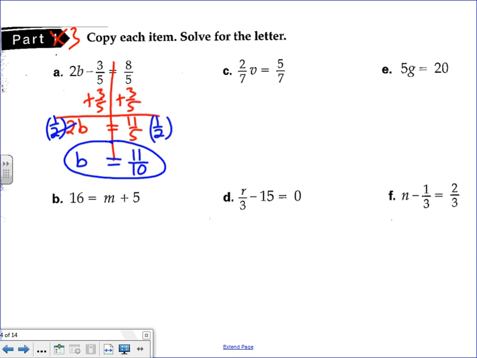Now some of these, if we look at letter B, is just a one-step problem. Again, the ones with letters want to be alone on one side. The ones that are just numbers want to be alone on the other. So for letter B, if I look on the right side, I've got an M and a 5. Well, that 5 wants to be over with the 16. So we need to subtract the 5 from that side, and we get 16 minus 5 is 11. And again, all that's left on the right side is the M.